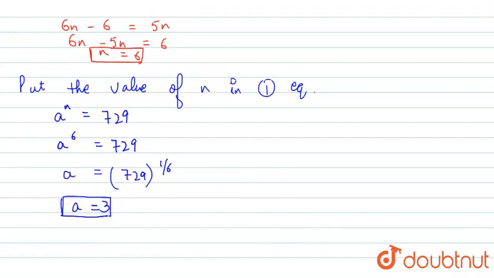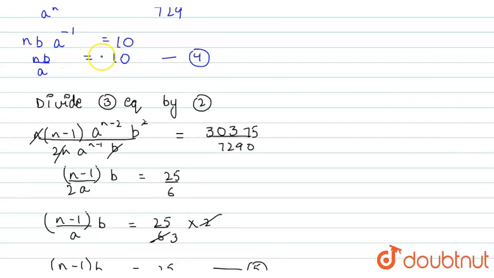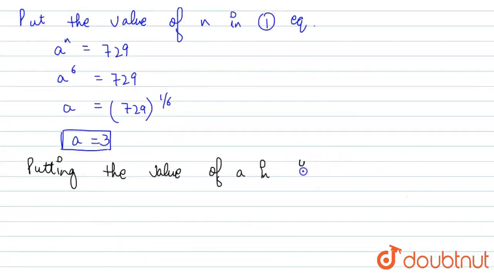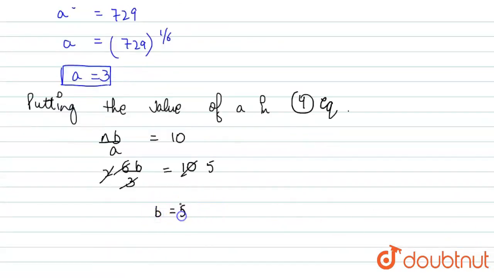Now we put the value of a in the fourth equation, nb upon a equals 10. So our value of n is 6, 6 into b upon a, which is 3, equals 10. 3 twos are 6, 2 fives are 10. So our value of b is 5. Okay.